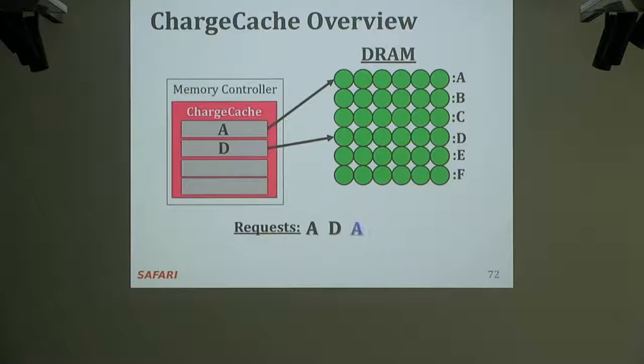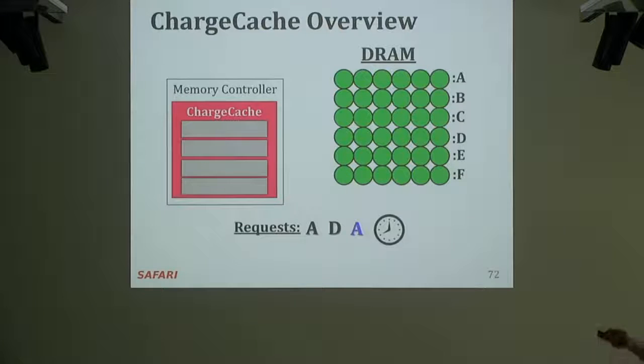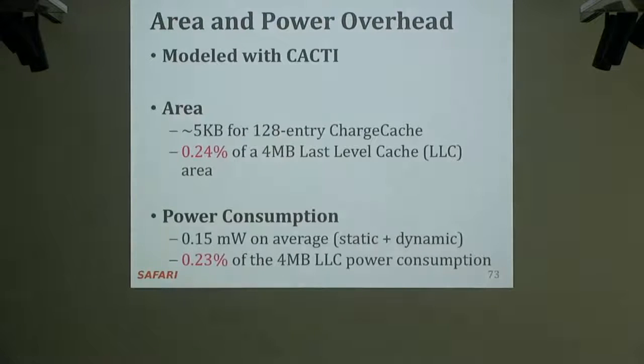Let's assume that you get an access to A again because of a bank conflict. This is a single bank in DRAM. You check the ChargeCache, and ChargeCache says, oh, you recently activated it. It's a hit, so you use lower timing parameters for it. That's the idea. It's a very simple idea. It works. Not in real DRAM chips, because DRAM chips actually don't allow you to do this, interestingly. Of course, you need to clear the ChargeCache at some point because you don't want stale entries here. So periodically, you clear the entries.